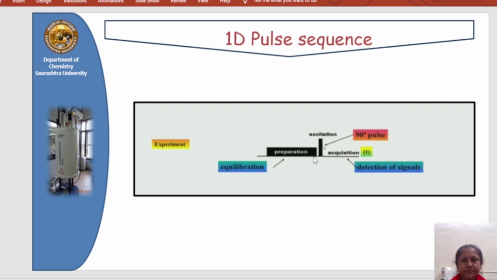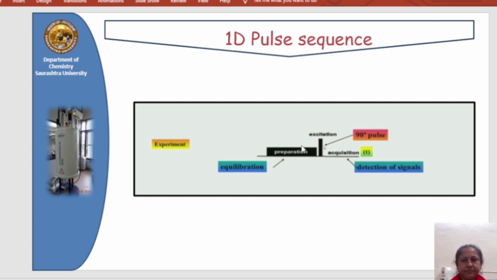After the preparation delay, we apply the 90 degree single pulse. That is nothing but the excitation. What happens when we give the preparation time? As per Boltzmann's distribution law, the population will be at the excited level as well as the ground state level.